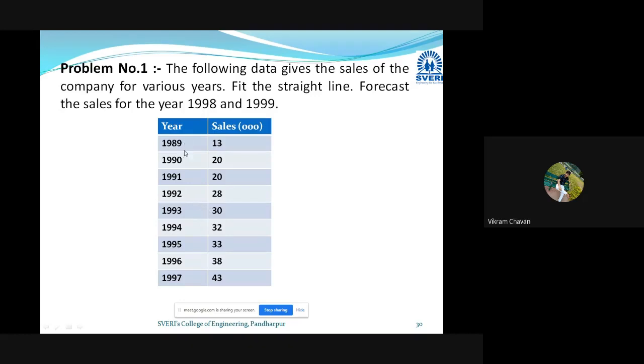Then first, second, third, fourth, and fifth year. So the fifth year will be considered as the middle year, and the deviation for that particular middle year will be considered as zero, or we can say the origin. And for the years before the origin, the deviation will be negative. That is nothing but for 1992 minus 1, for 1991 minus 2, in this manner.